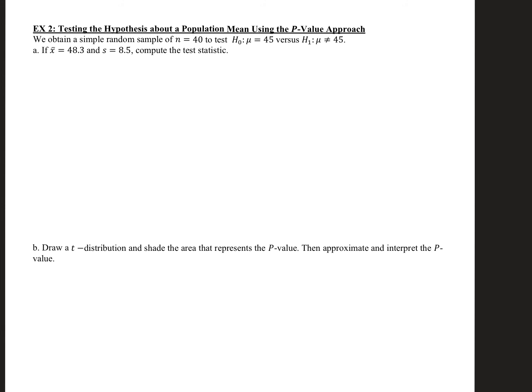All right, so we're told if we obtain a simple random sample of n equals 400 to test H0: mu equal to 45 versus H1: mu not equal to 45, we're given if x bar, our sample mean, is 48.3 and s, our sample standard deviation, is 8.5, compute the test statistic. We're not told to check it this time, so we're not going to check it. So the test statistic, t0, is going to equal x bar minus mu naught divided by s divided by the square root of n.